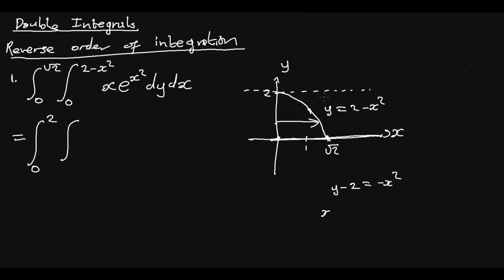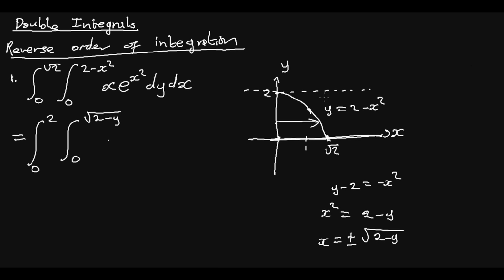So therefore means x squared is equal to 2 minus y. Therefore x is equal to plus or minus square root of 2 minus y. Okay, so of course you can see the minus is this side, so we need the plus side, which is this side. So therefore we are taking 2 minus y from 0.